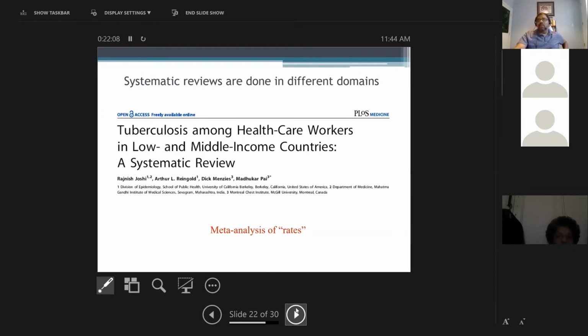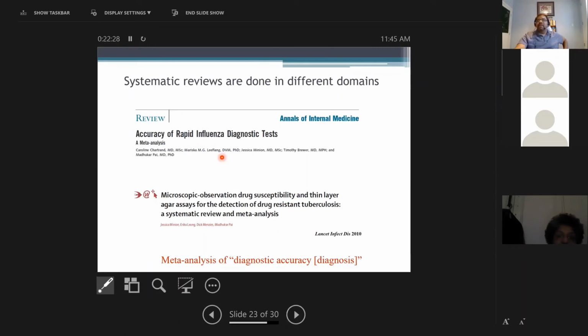For example, we have done systematic reviews on a whole variety of domains, not just randomized trials, right? So for example, we've done a systematic review on tuberculosis prevalence among healthcare workers, okay? Where we looked at prevalence of TB rather than clinical trials. We've done systematic reviews on diagnostic studies. So here is a systematic review my student did on rapid tests for influenza. We've done systematic reviews on various TB diagnostic tests.